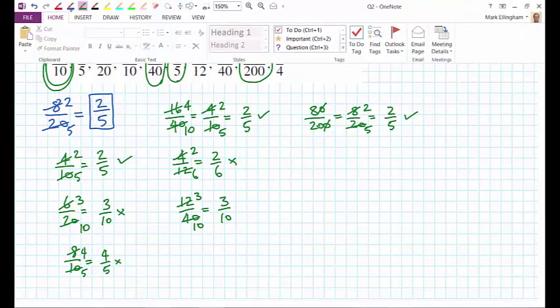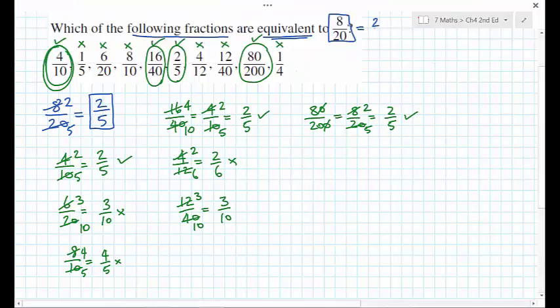Remember what we've done here is we wanted to write that as 2/5 in simplified form first, and then simplify everything else and see if they match.